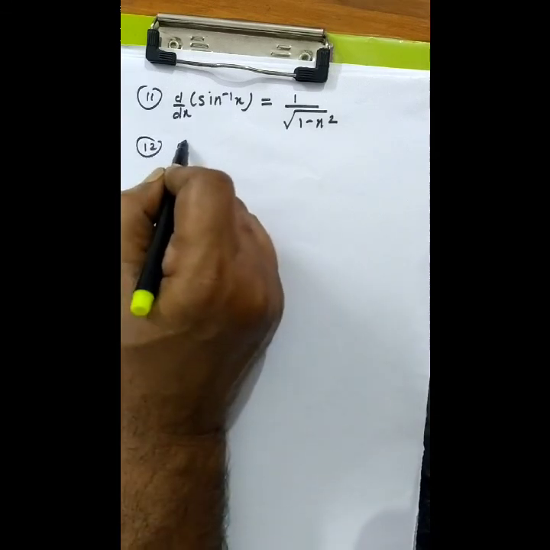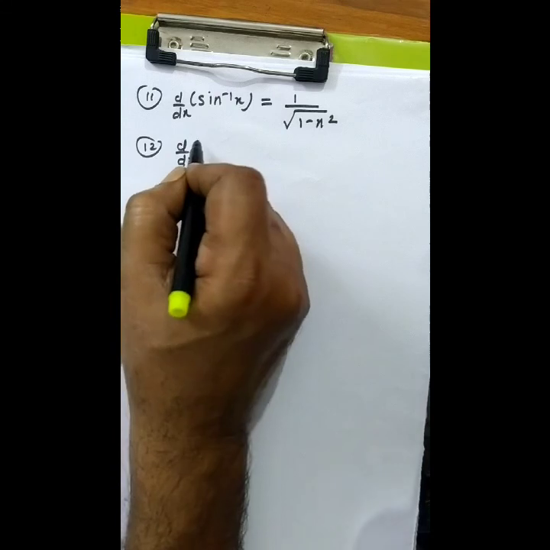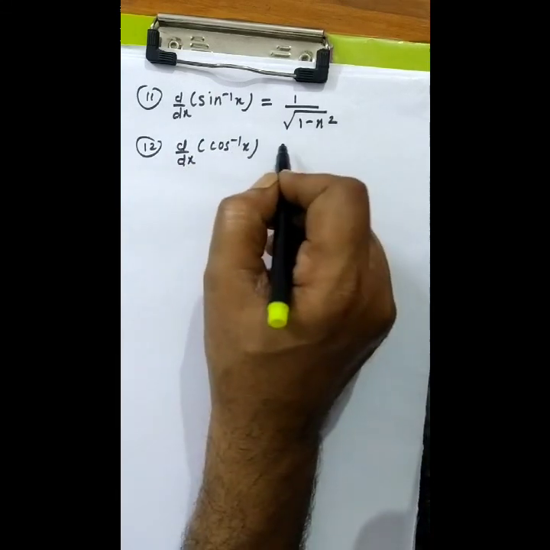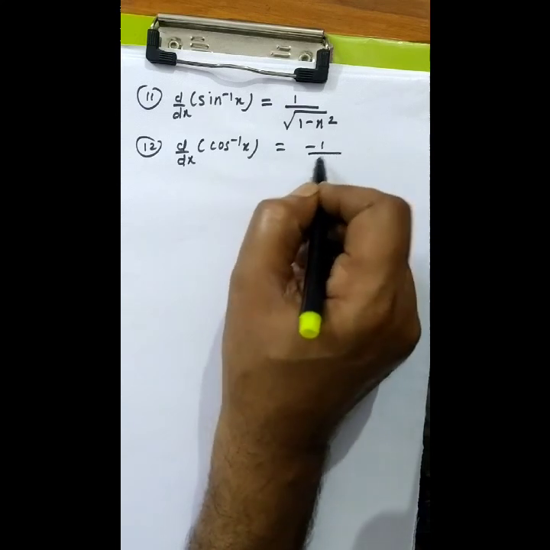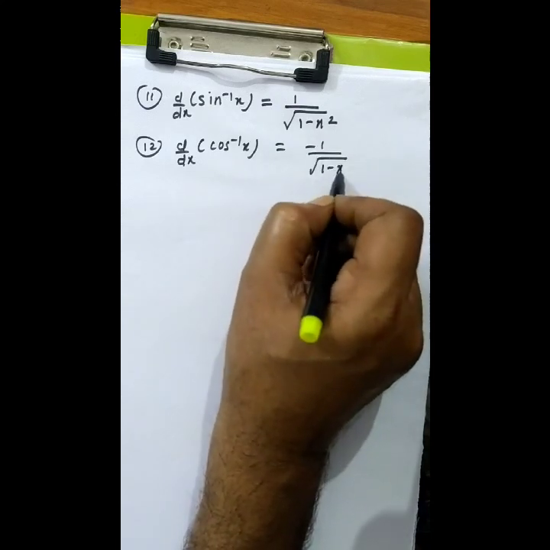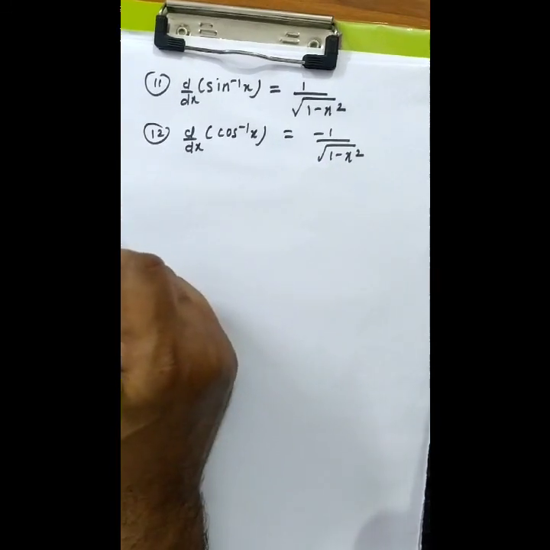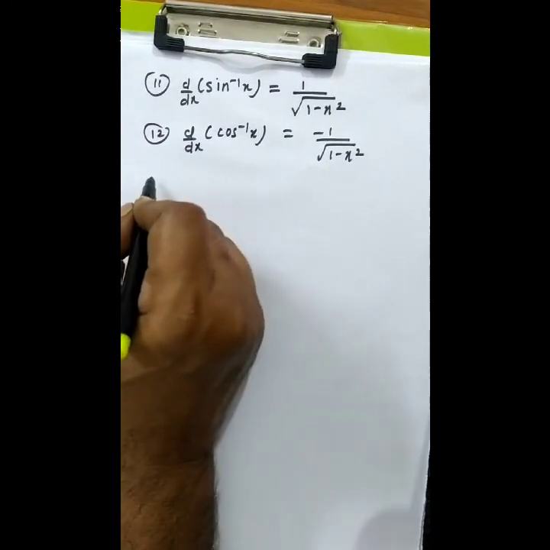Next, d by dx of cos inverse of x is minus 1 divided by root of 1 minus x square. So there is not much difference between the first and second. The values are the same, only the first one is plus, the second one is minus.